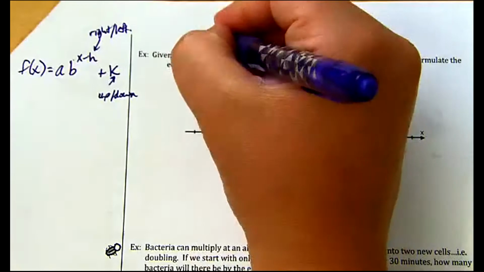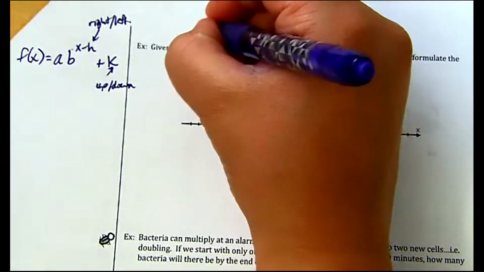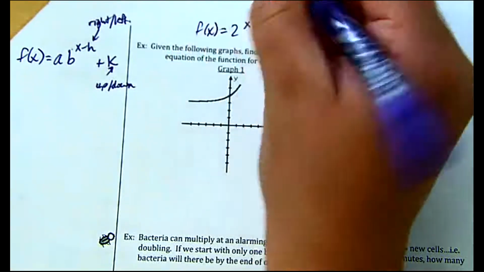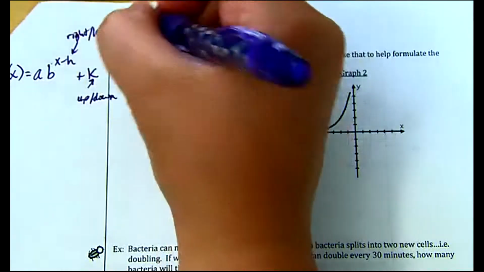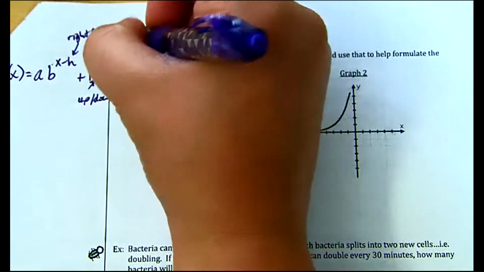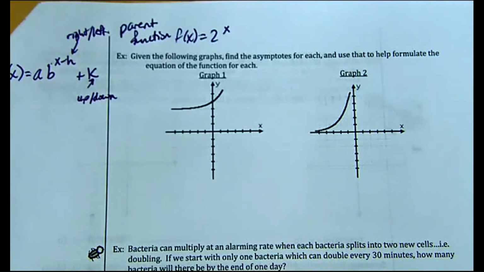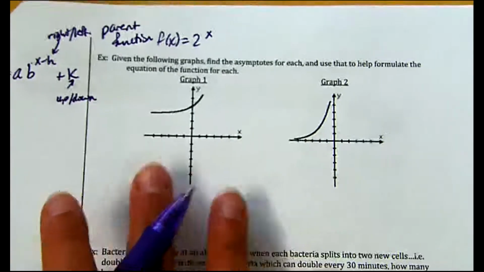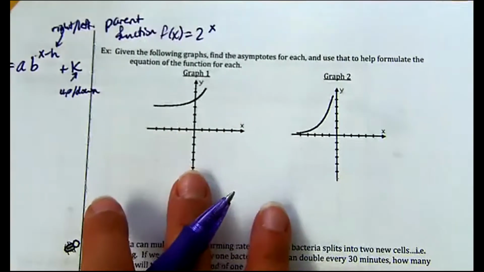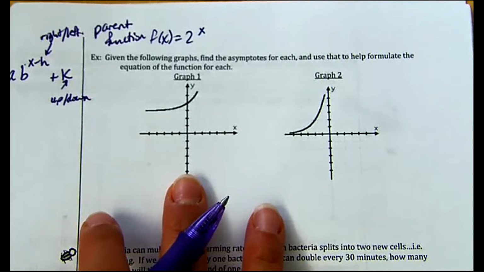So I'm going to just say, let's suppose that the starting function, the parent function here, is f of x is equal to 2 to the x. Okay, so then what are the changes that are happening in graph 1? Let's take a look at that one. Where did our asymptote move?